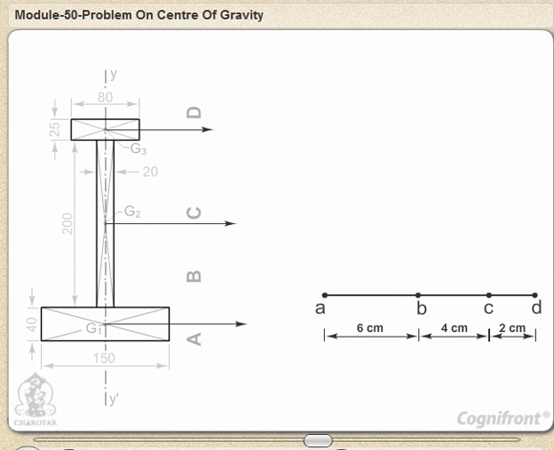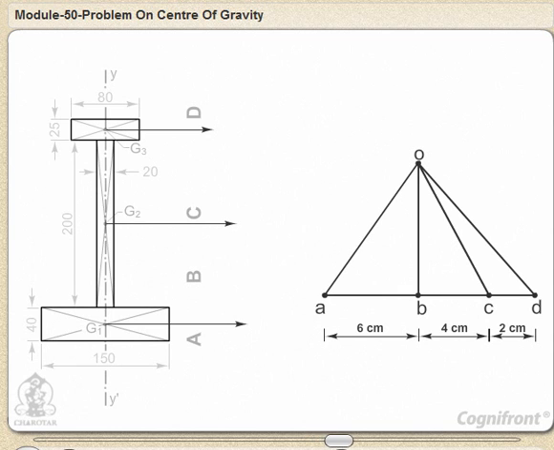Mark a point O at any convenient position either above or below the line AD and draw lines AO, BO, CO and DO. The point O is called the pole and the whole figure is called the polar diagram.